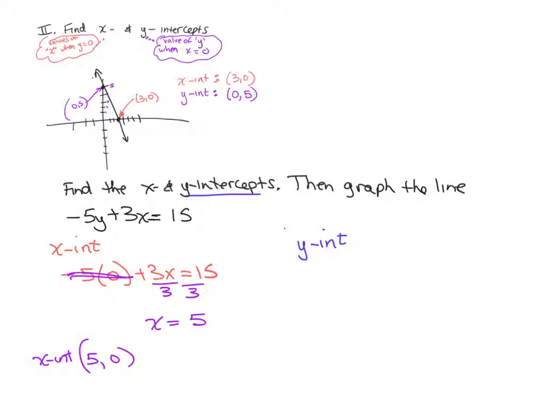So the y-intercept is the value of y when x is 0. So negative 5y plus 3 times 0 is equal to 15. 3 times 0 is 0. Negative 5y is equal to 15. I divide by negative 5, and I get that y is equal to negative 3. That means that my y value on my point is negative 3 when the x is 0.